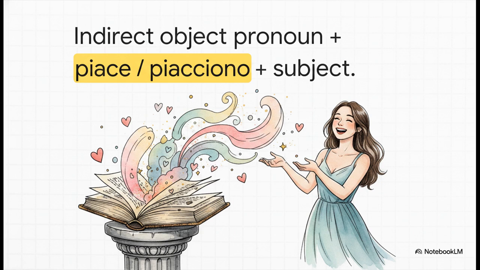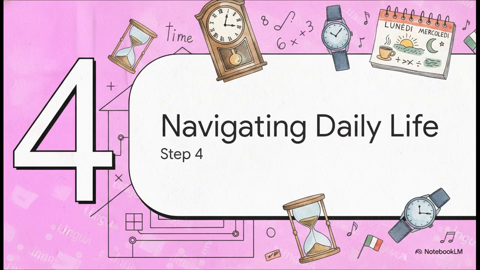You start with an indirect object pronoun, like mi, add piace, and then the subject. So mi piace il libro literally translates to, the book is pleasing to me. It's a flip. The thing you like is actually the subject doing the pleasing. Okay, let's get into the practical wiring of our language house.